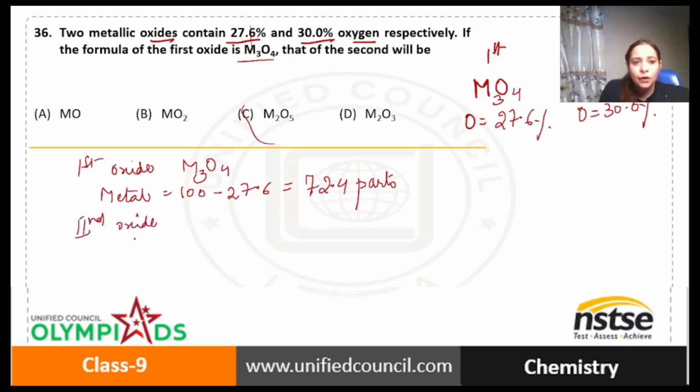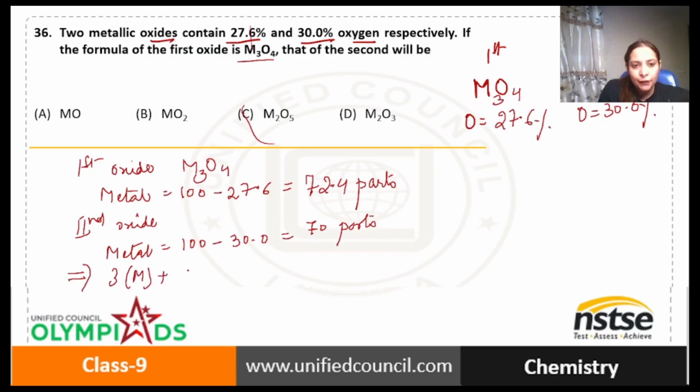So in the second oxide, the metal present would be 100 minus the percentage of oxygen, which comes out to be 70 parts. Okay. Now to find the formula, how can we find it? Because in the first oxide we have seen that 3 atoms of metal combine with 4 atoms of oxygen. 3 atoms of M combine with 4 atoms of O.